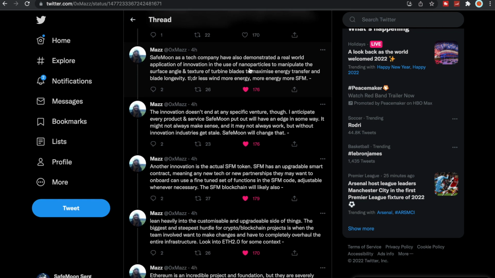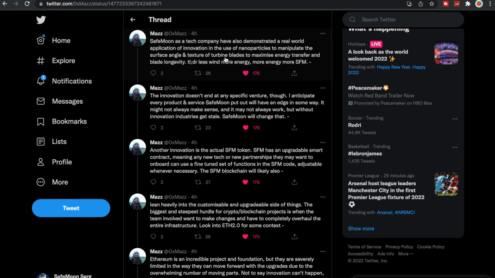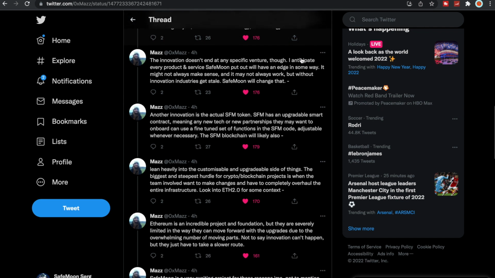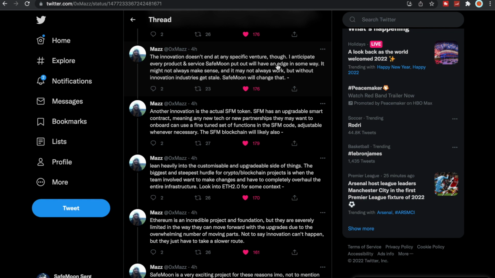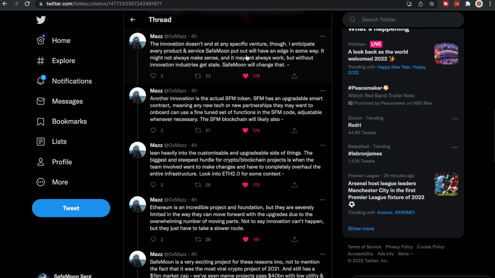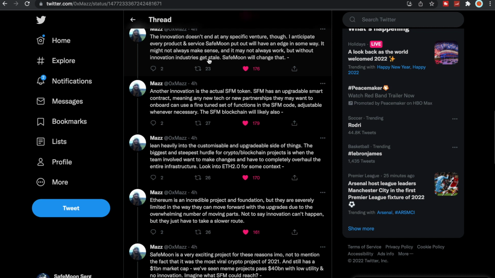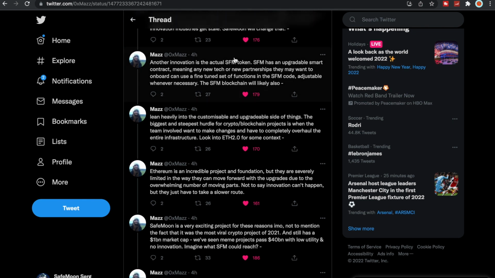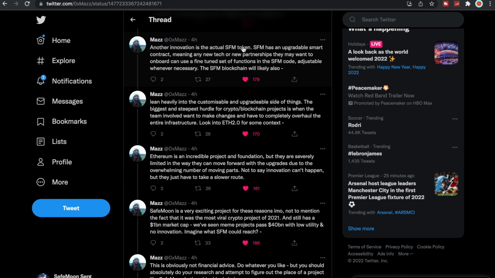Safemoon, as a tech company, has also demonstrated a real-world application of innovation, using nanoparticles to manipulate the surface angle and texture of turbine blades to maximize energy transfer and blade longevity. More energy, more Safemoon. The innovation doesn't end at this specific venture, though. I anticipate every product and service Safemoon puts out will have an edge in some way. It might not always make sense, and it may not always work, but without innovation, industries get stale. Safemoon will change that. Another innovation is the actual Safemoon token.